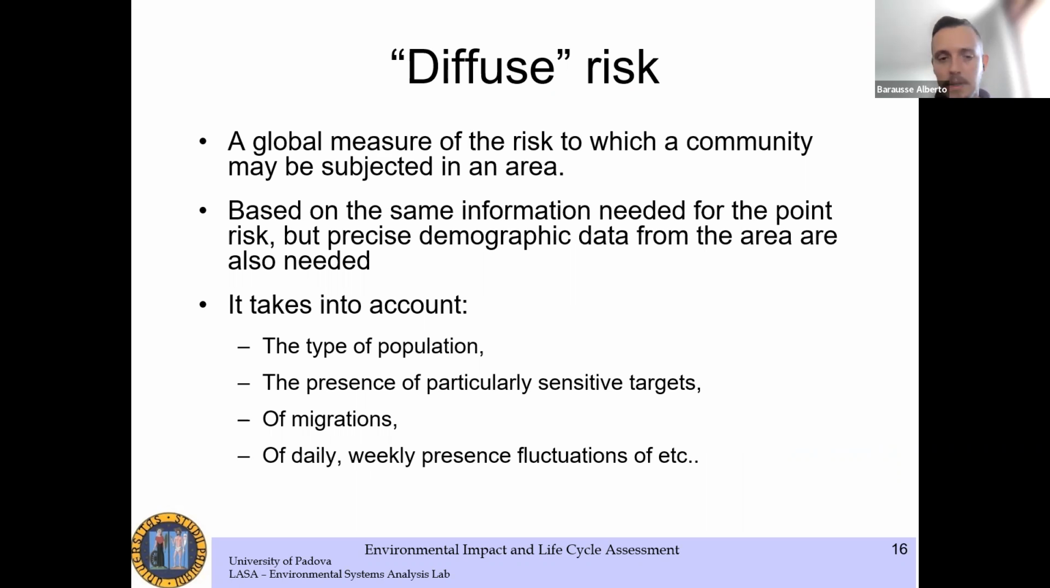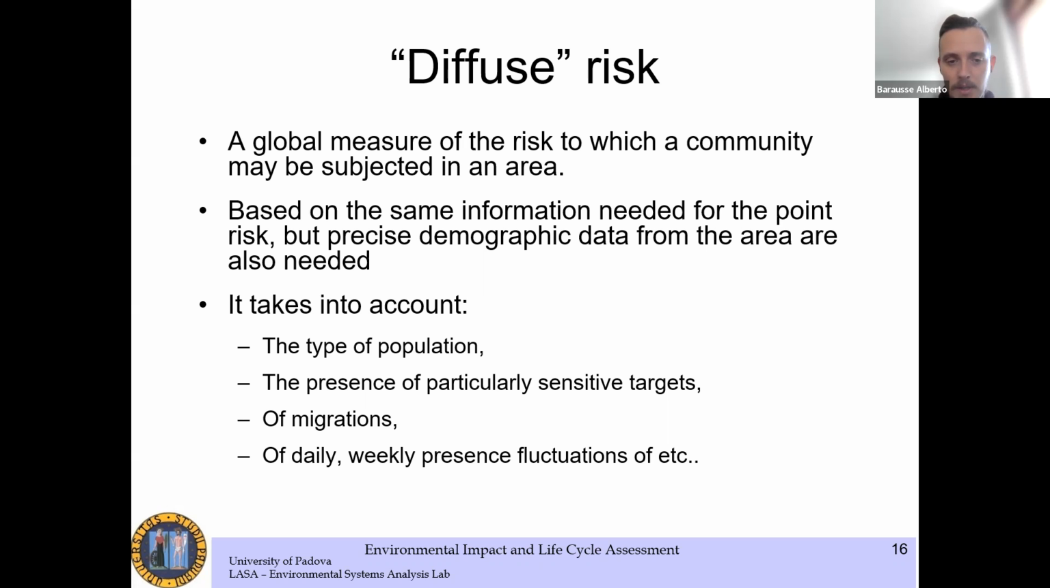You remember, I also told you that you can have diffuse risk, which is not in a precise location, but rather a general, global measure of the risk to which a community of people is subject in a given area. So, for example, in a city, or in the Po River floodplain. So a broad geographic area. The meaning of the term broad, of course, depends on the context.